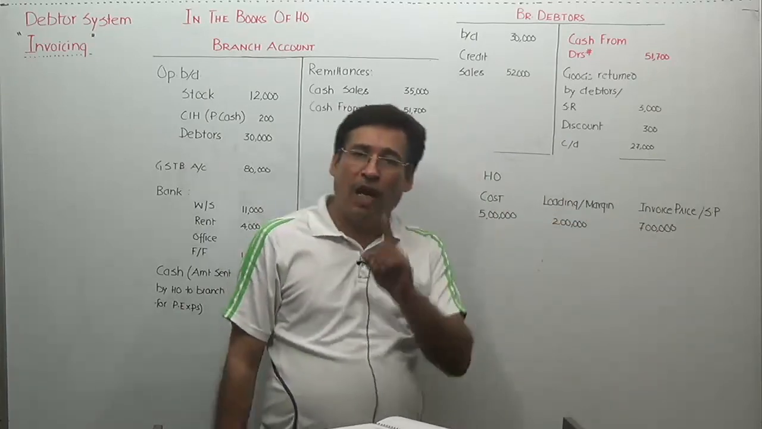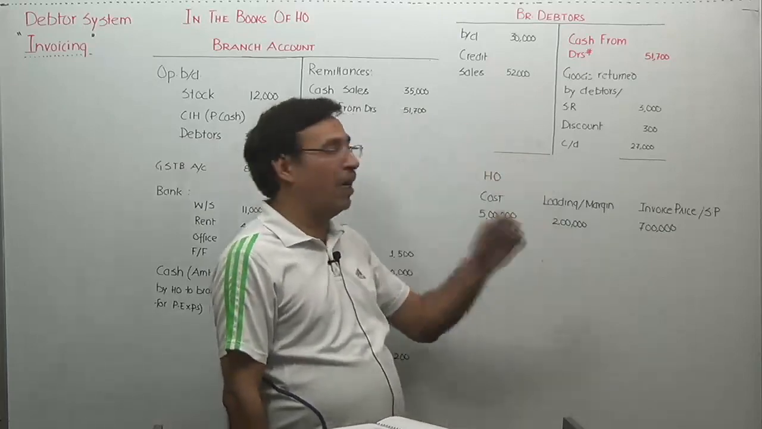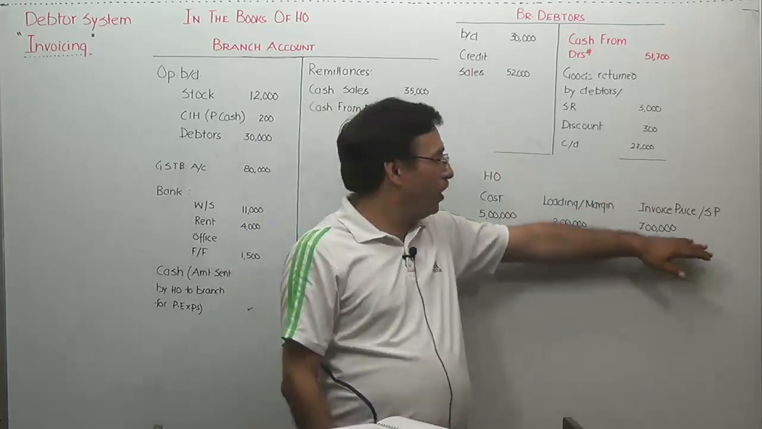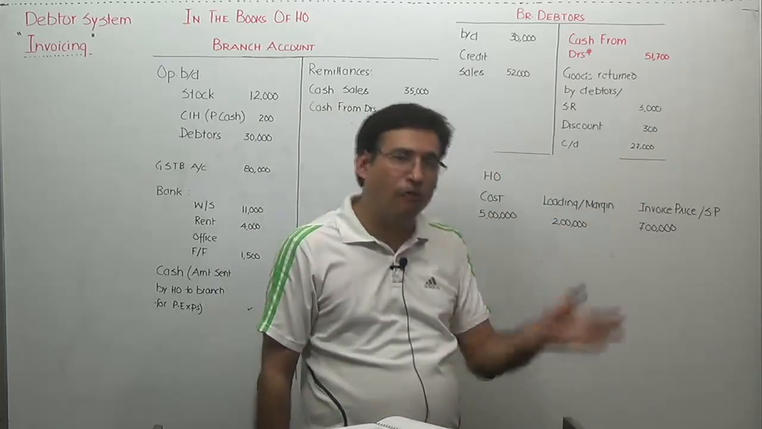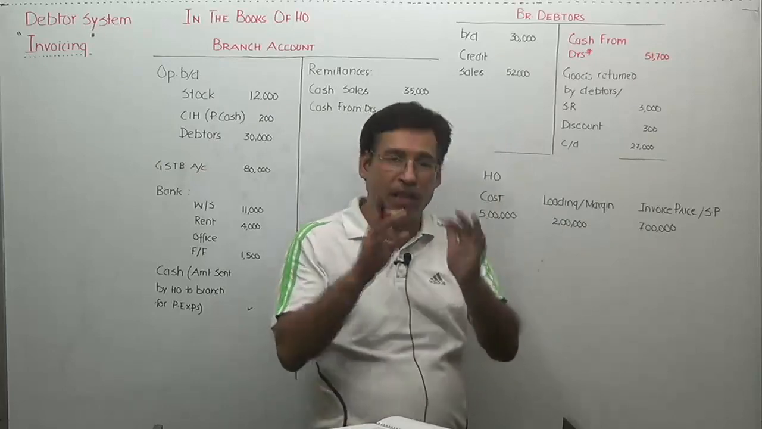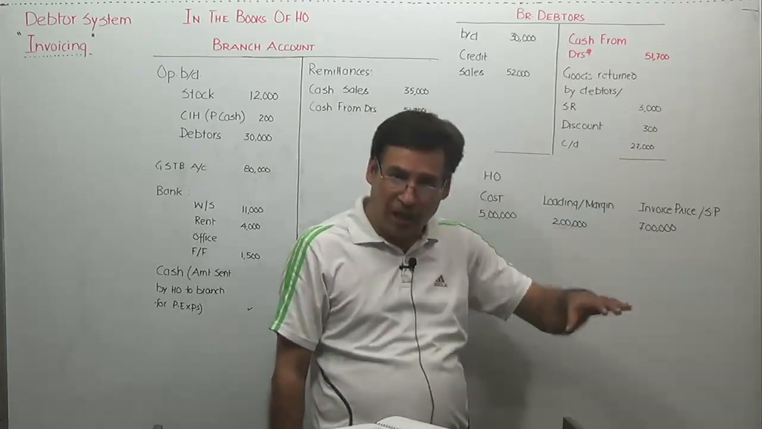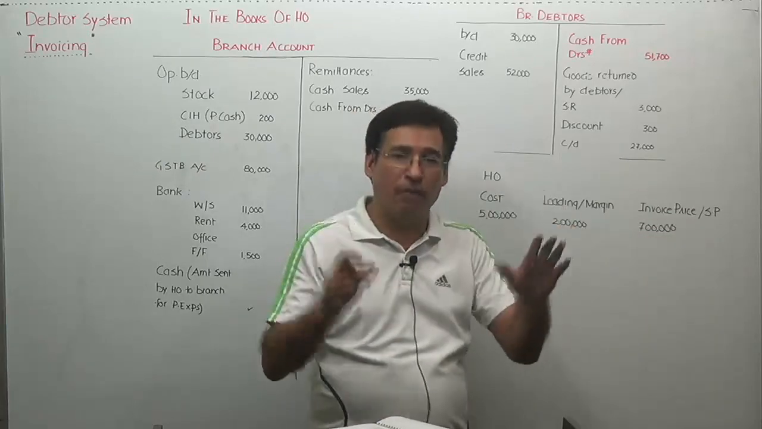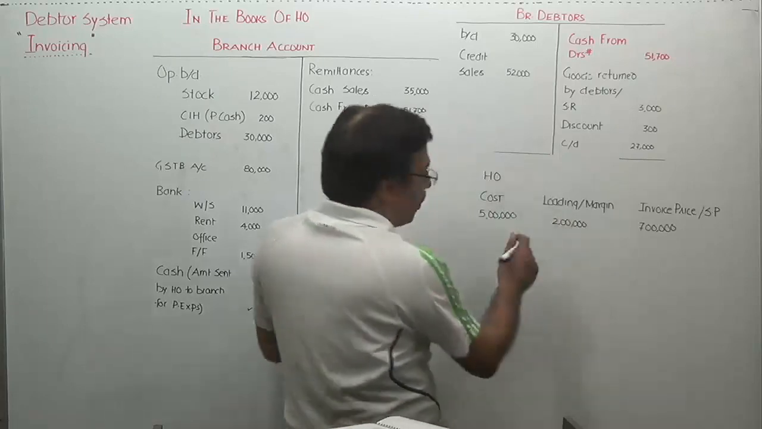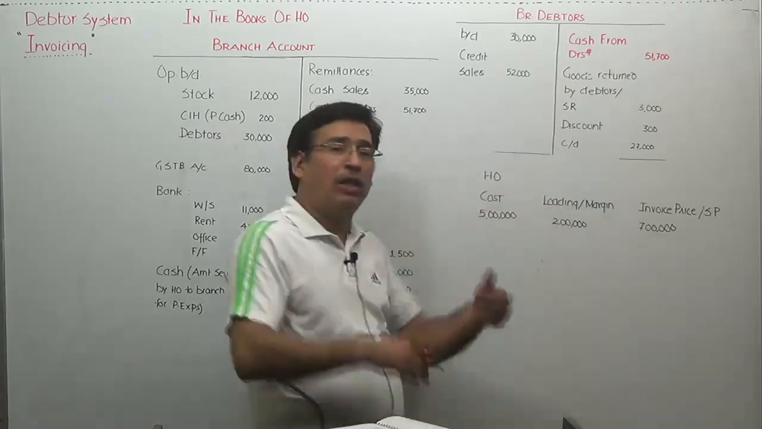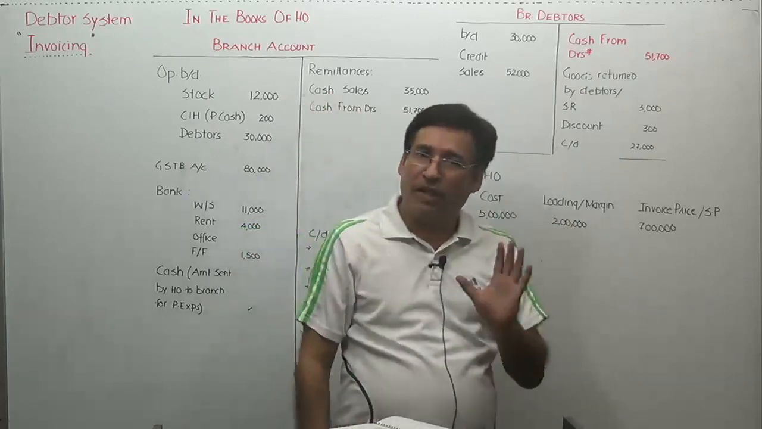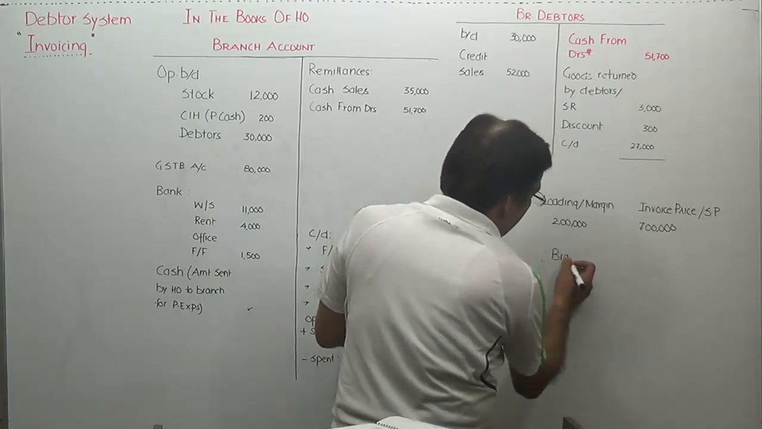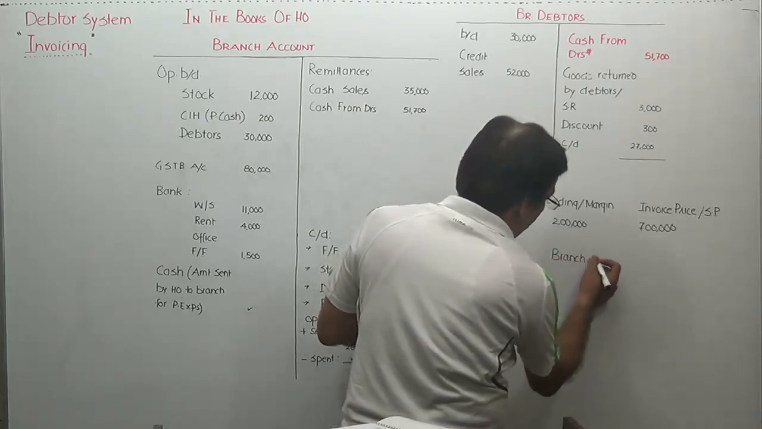Cost price of the goods is 5 lakh. Head office increased the price by rupees 2 lakh. That is known as loading. The price quoted before the branch manager is 7 lakh, and head office will now ask the branch manager to sell the goods at this price only. That is the reason invoice price and selling price are one and the same thing. Correct? Now, suppose all the goods have been sold by the branch manager. How will the branch account be prepared in this case? In this case, the branch account will be prepared this way round.